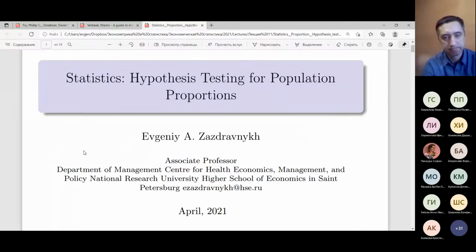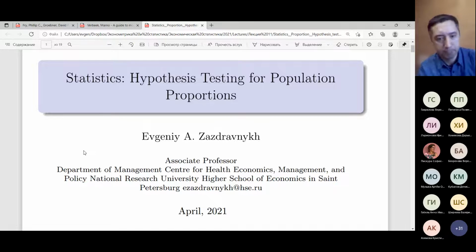I'm going to show you theoretical concepts and how to run all of these computations in Stata. First, let me share my screen to show everything. All right, proportions. Do you see my screen? Yeah, we do. Thank you.